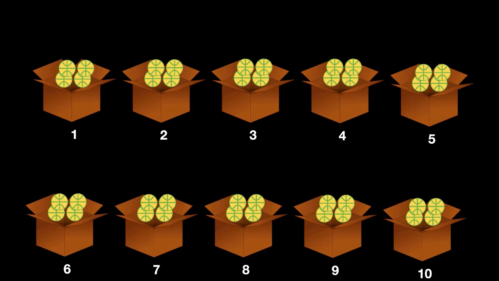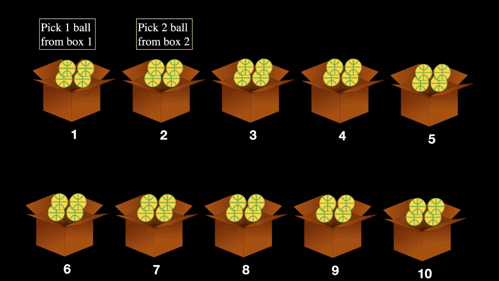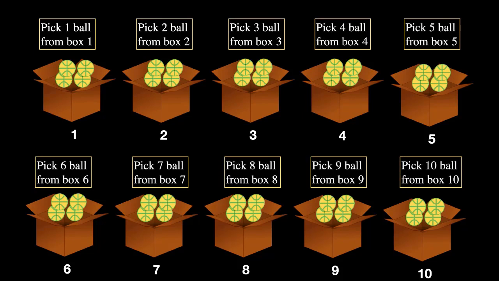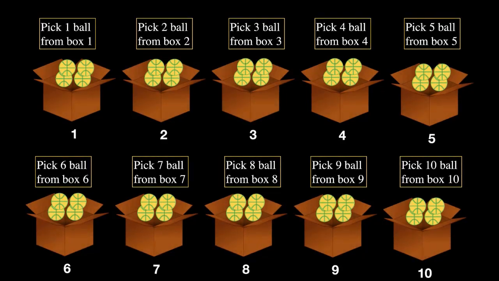The number of balls you pick from each box is equal to the box number. For example, pick one ball from box 1, 2 balls from box 2, 3 balls from box 3, and so on, and finally 10 balls from box 10. In total, you will have 55 balls.